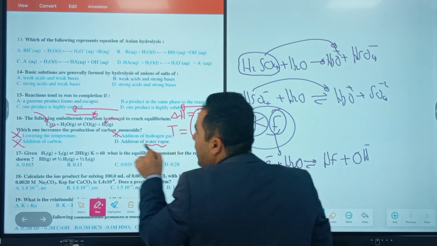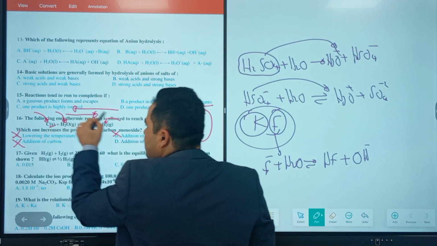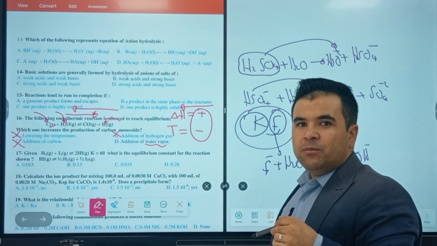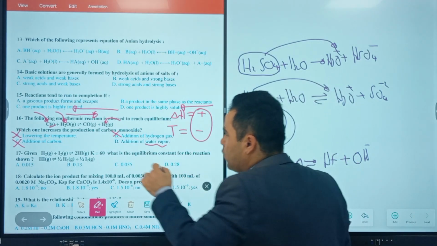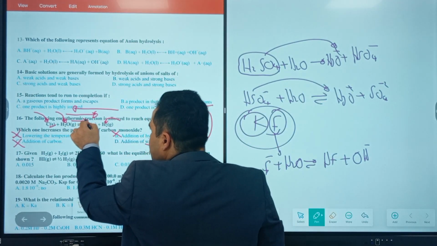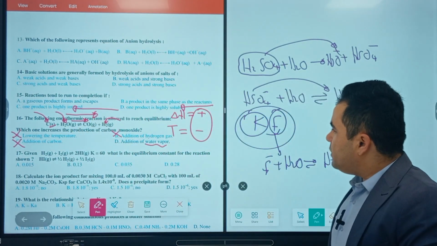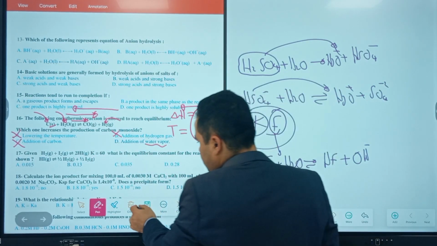Addition of water vapor: yes, water vapor is in the reactant. H2O gas can be added and then increases the concentration of the CO2 by shifting toward the product side. So D is the correct answer.